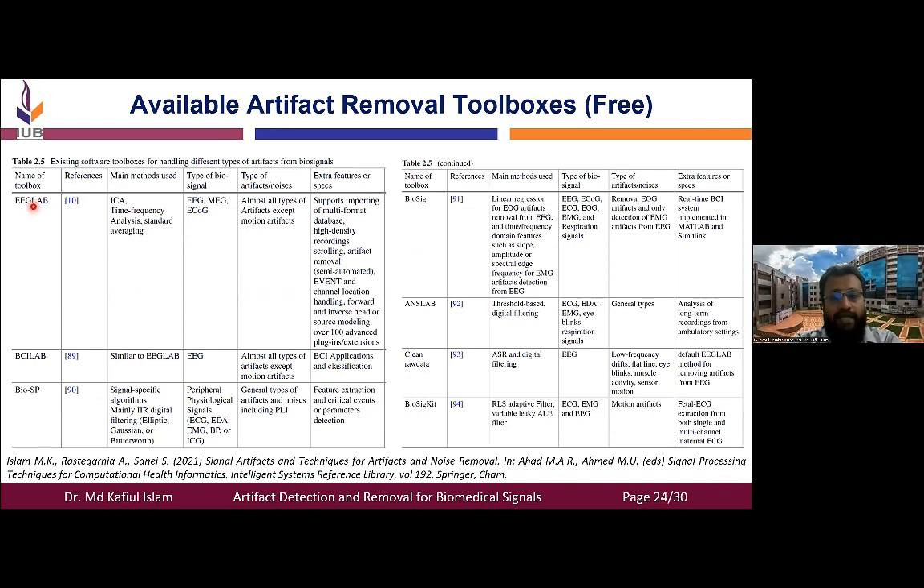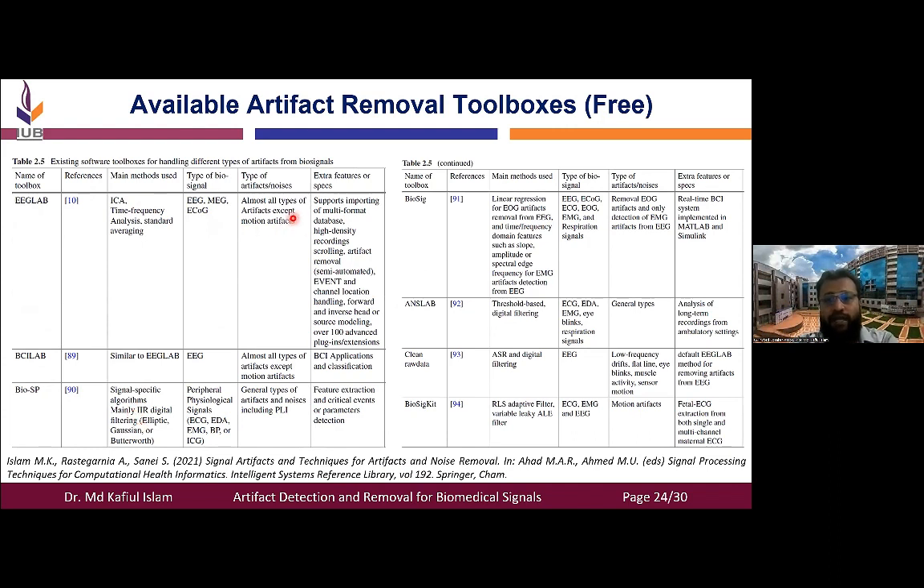All these data have been taken from one of my book chapters published last year in Springer. So if you are interested, you can take a look at this particular reference, where you can find all the names of the toolboxes, how to find them, what different types of biosignal they are addressing, and what method they are using. And you can see that most of them are using ICA. And what types of artifact they are addressing.